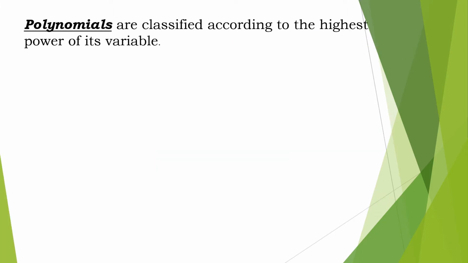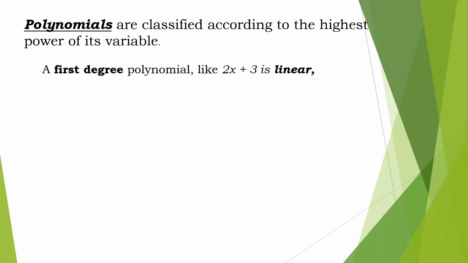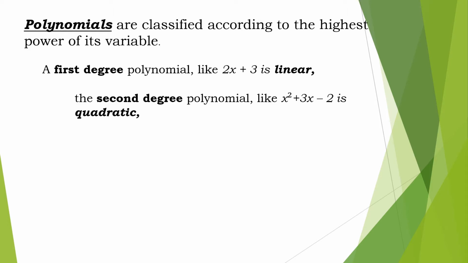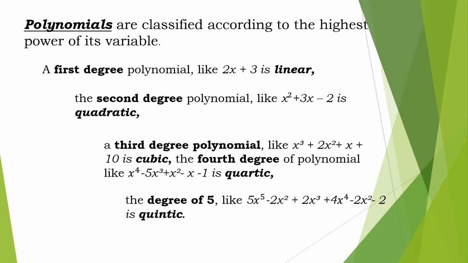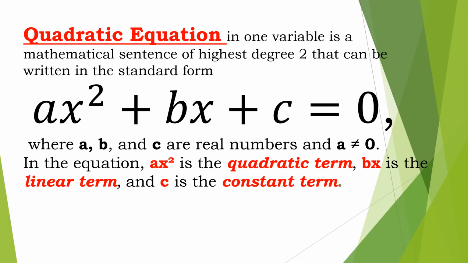Polynomials are classified according to the highest power of its variable. A first-degree polynomial is a linear. A second-degree polynomial is quadratic. A third-degree polynomial is cubic. The fourth degree is a quartic. And the fifth degree, or a degree of 5, is quintic. Let's focus on an equation with degree of 2, which is the quadratic equation.